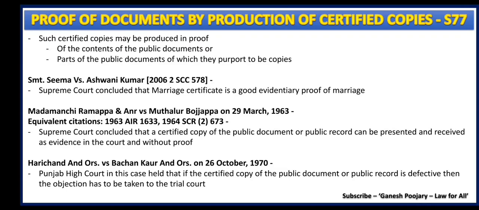Now, once you have got the certified copy of a public document or a record, it can be presented by anyone and it can be received by the court as evidence without any further proof. That is what was held here. The third one, that is Harichand versus Bachchan Kaur. It was held by the Punjab High Court that if the certified copy of the public document or public record is defective, then the objection has to be taken in the trial court. That is what was held here.